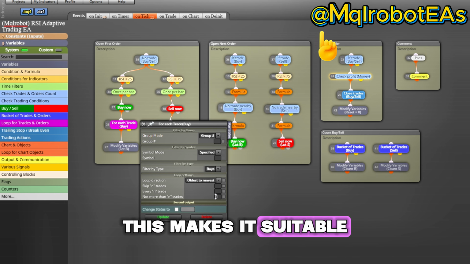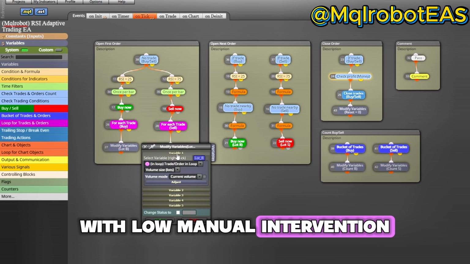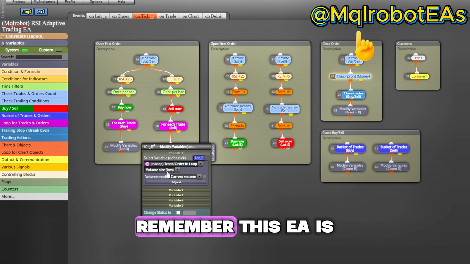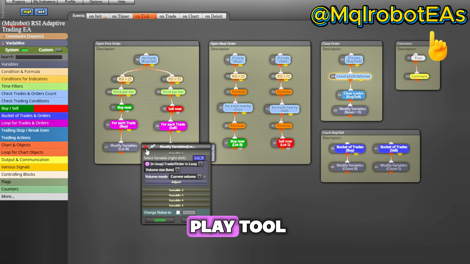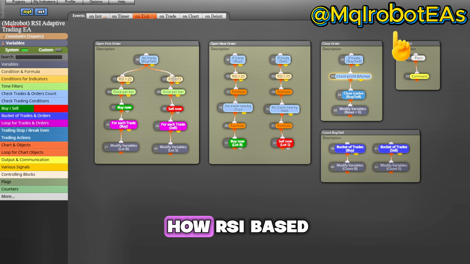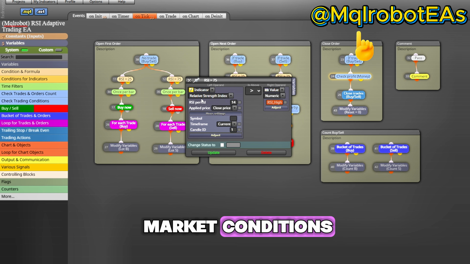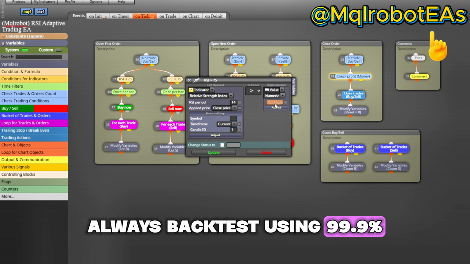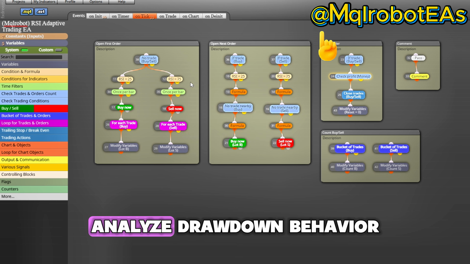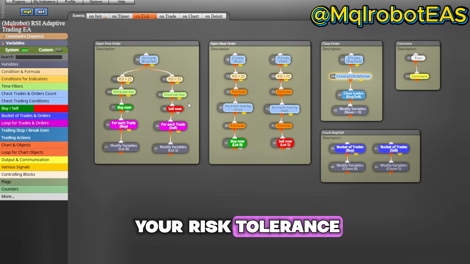This makes it suitable for traders who prefer systematic trading with low manual intervention. Remember, this EA is not a plug-and-play tool. Before using it on a live account, you should fully understand how RSI-based systems and grid mechanisms behave in different market conditions. Always backtest using 99.9% tick data, analyze drawdown behavior, and adjust settings to your risk tolerance.